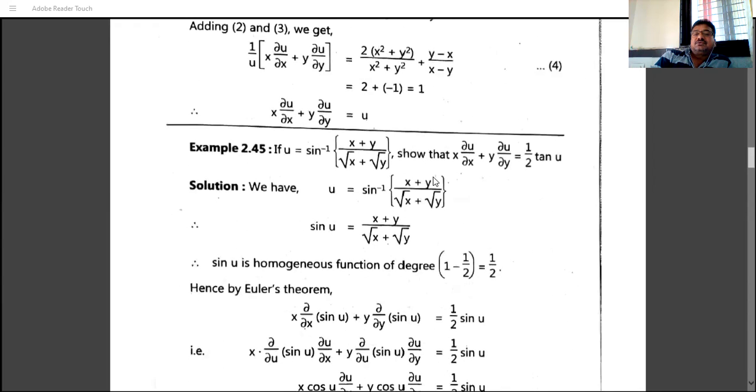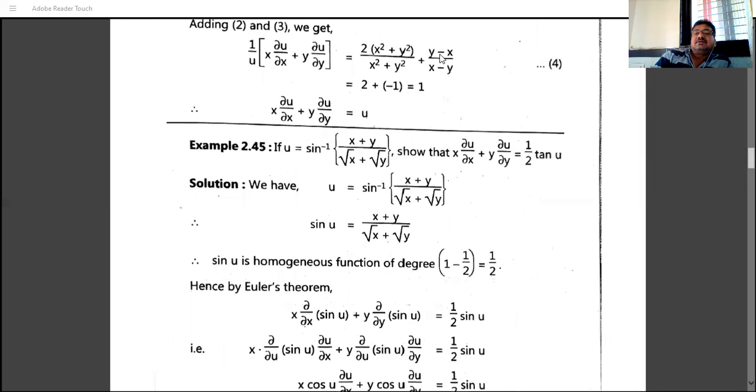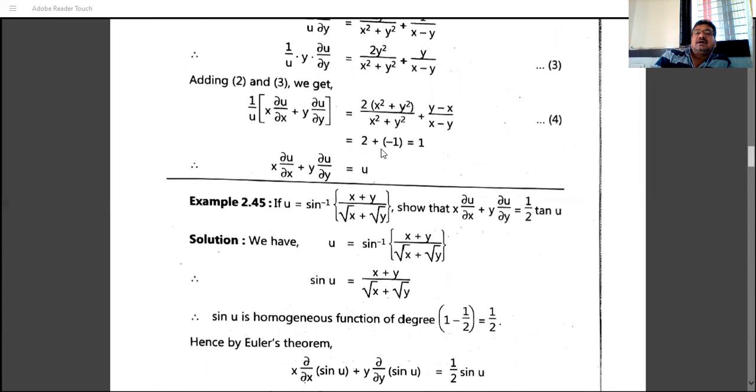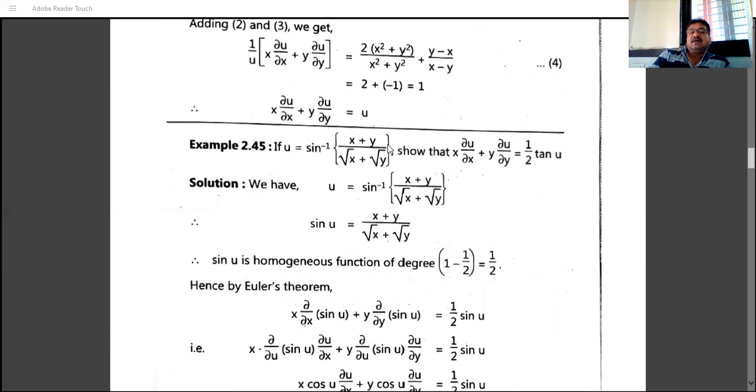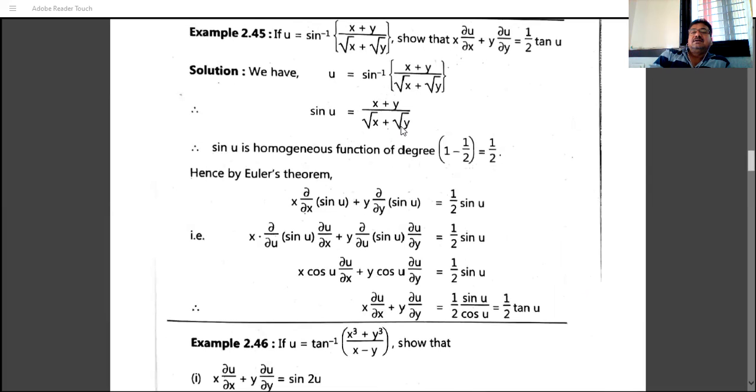Okay, so that is 2 plus this is x minus y divided by y minus x by y, y minus x. If you take minus sign common, then x by x minus y, here is minus sign. So we have the answer minus 1. So this answer is plus 1. And then you shift the u. So we observe that the above answer and this equation by using Euler's theorem, both are same. Therefore, Euler's theorem is verified.